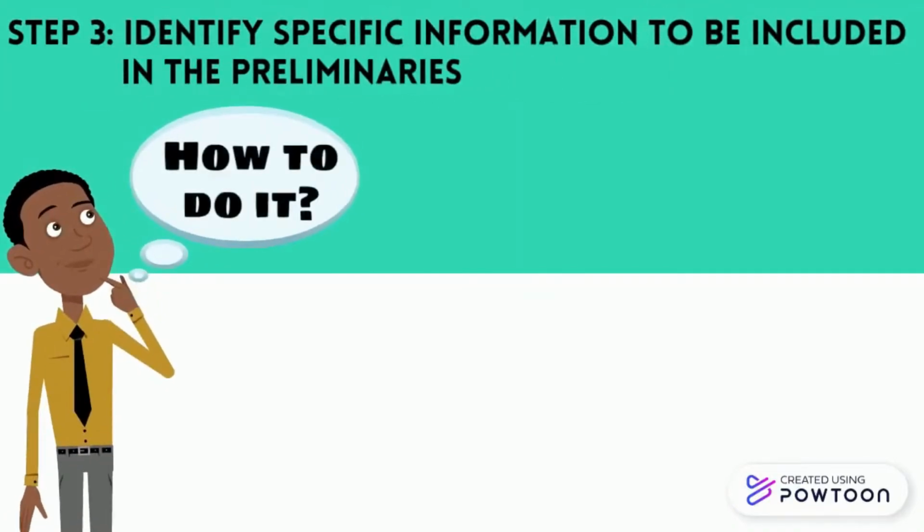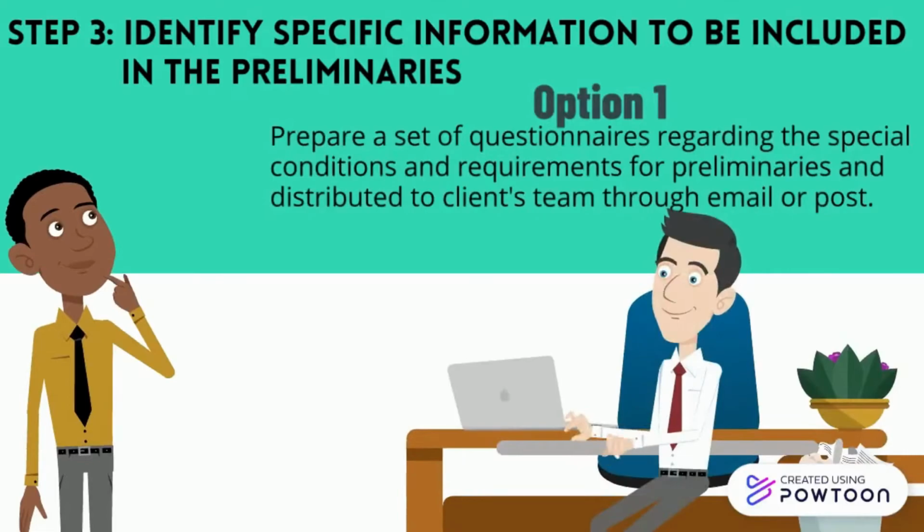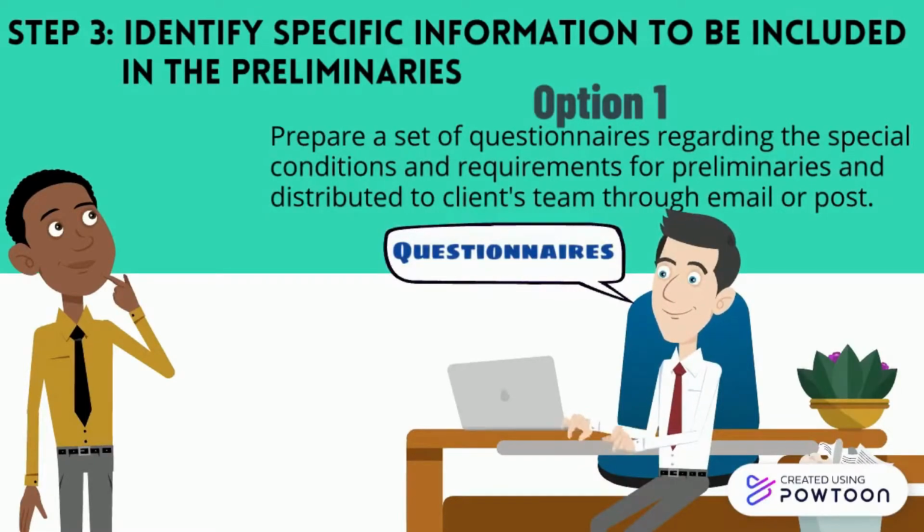Step 3. Identify specific information to be included in the preliminaries. Generally, the QS consultant has 2 options to confirm on the preliminaries items included. The first option is the QS consultant may prepare a set of questionnaires regarding the special conditions and requirements for preliminaries and distribute it to the client's team through email or post.